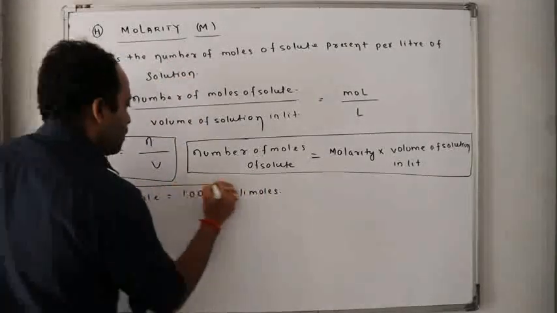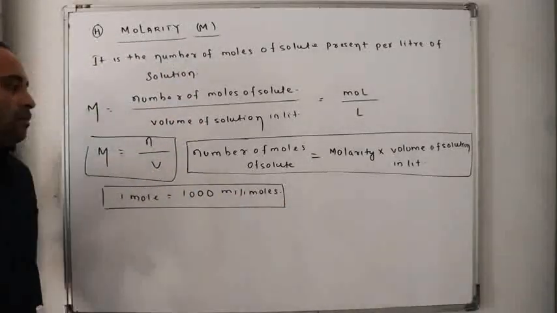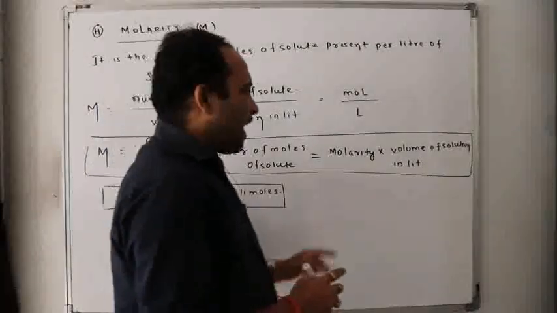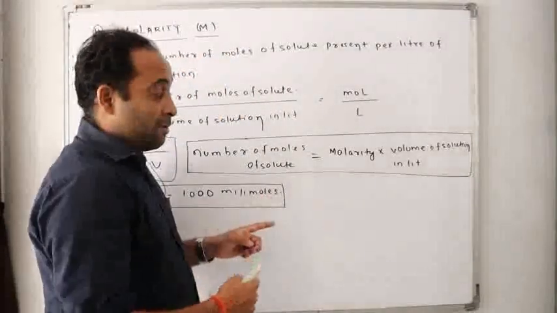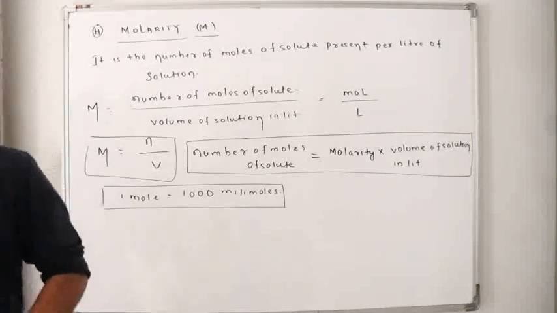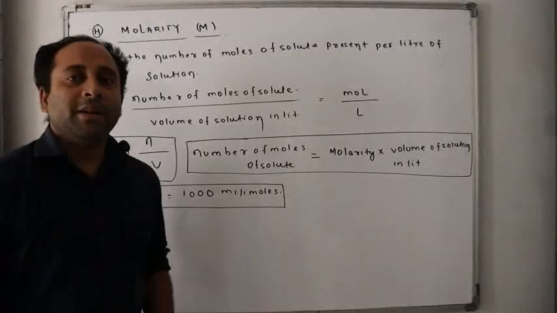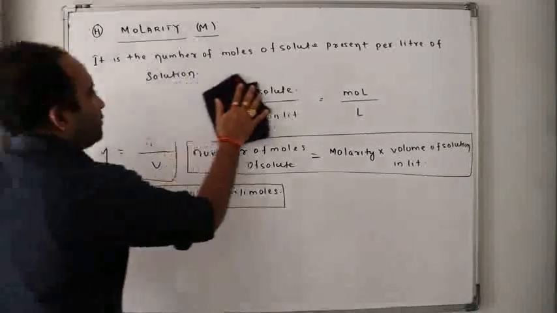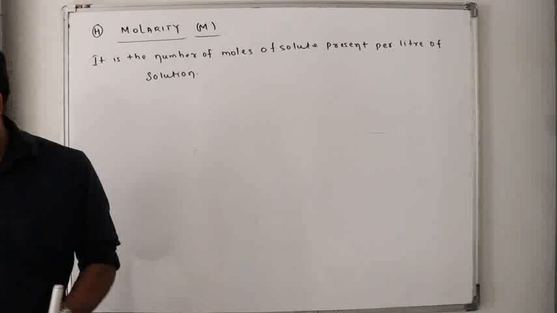Listen carefully. 1 mole is equal to 1000 millimoles. It means what? I have given it here in liters. I'll make it easier. How to convert this into millimoles? Because sometimes in questions we get values in millimoles. Can I grab the board? Or else pause and write.